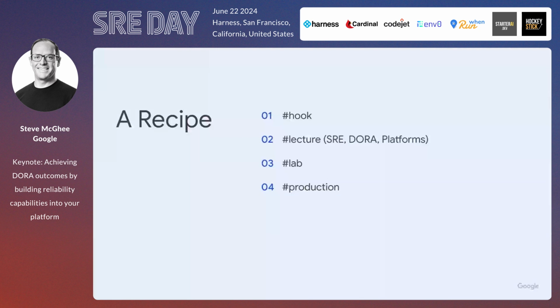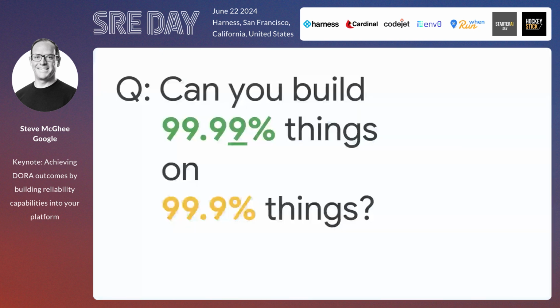Okay, so this is the recipe for today. We're going to start with a hook. We're going to go into a lecture. We're going to talk about a lab, which is kind of a weird idea. And then we're going to talk about production. So first is the hook.